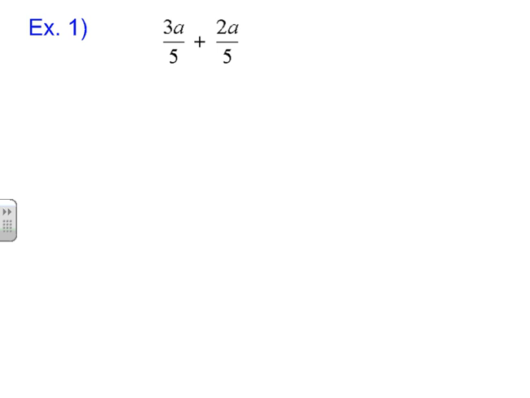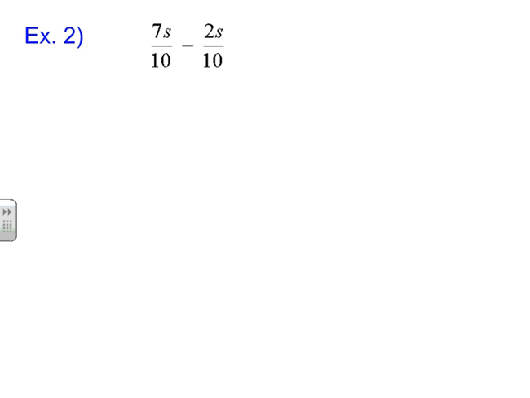Here we have 3a divided by 5 plus 2a divided by 5. We're going to keep our denominator of 5 and add our numerators, 3a plus 2a, which is 5a. We're going to proceed to simplify because this is 5 times a. Any number over itself is equal to 1. So basically we end up with 1 times a, so our answer is just the letter a.